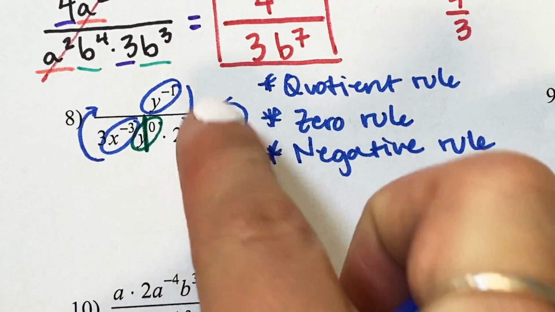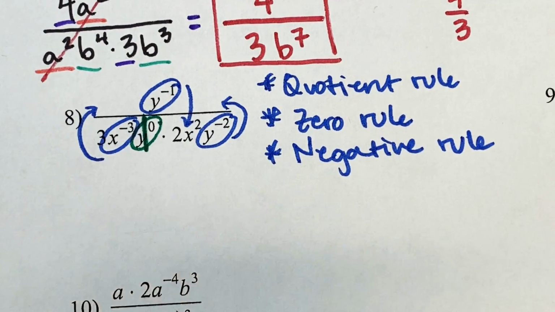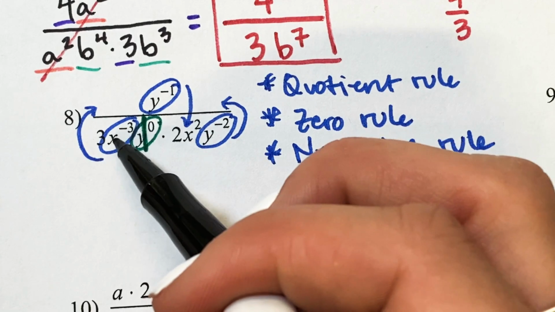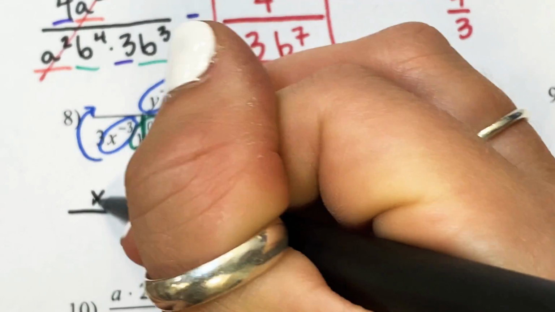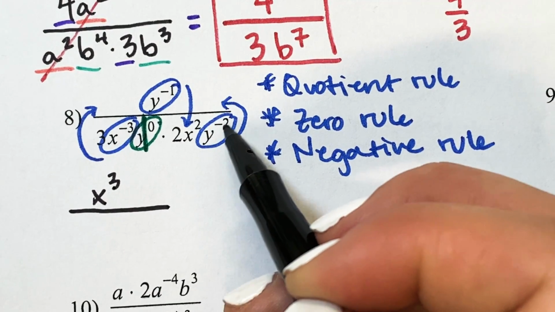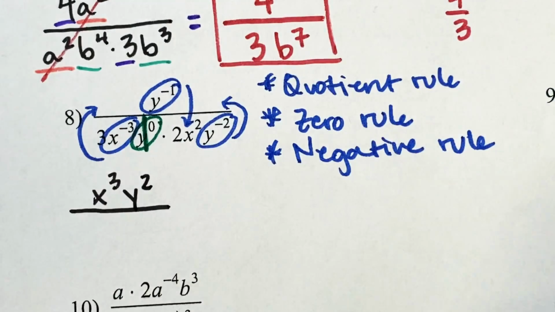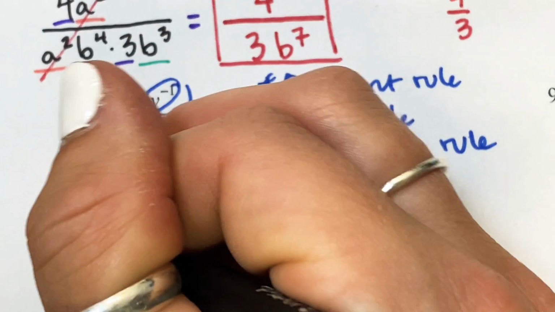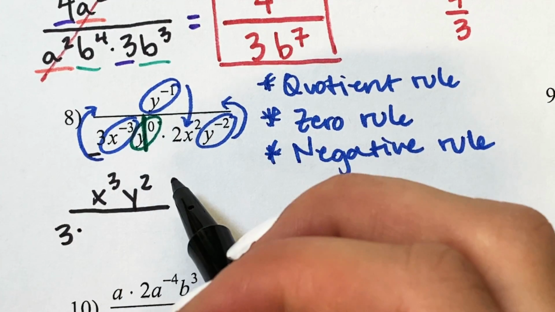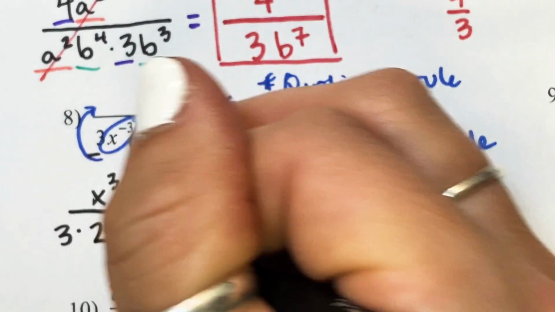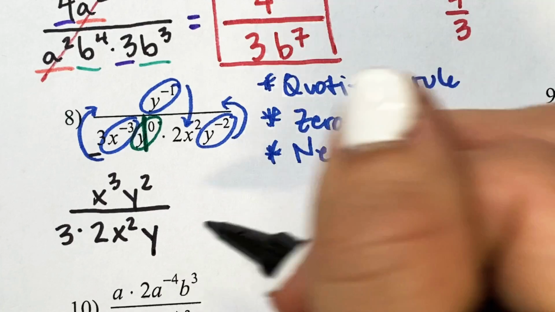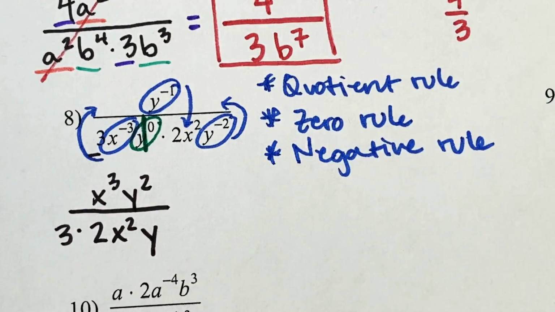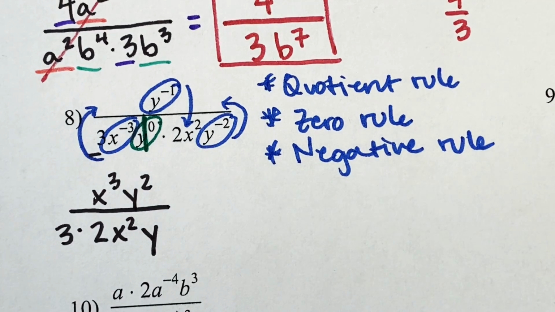I know this is a whole huge mess, so I'm going to rewrite it for you guys. This x to the negative 3, remember, only grabs what it's right in front of. That moved to the top, so I have x to the positive 3 now. y to the negative 2 moved to the top, so y to the positive 2. A 3 was already there, times that 1, which we don't need to write. And this 2x squared was already there. Then the y to the negative first power just becomes y to the first power, and we don't need to write that 1. Boom, that is rewritten. Now we can start to simplify.